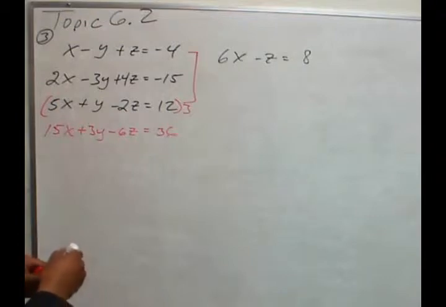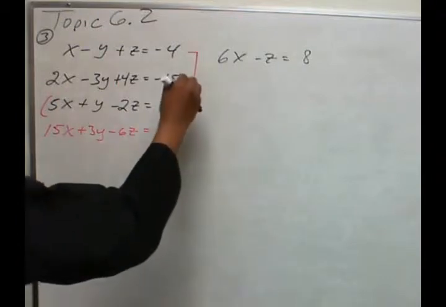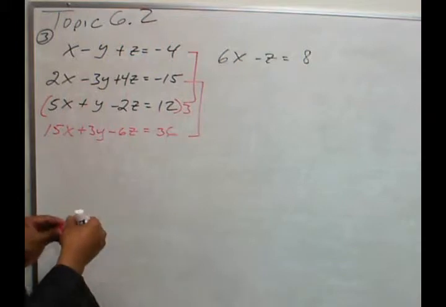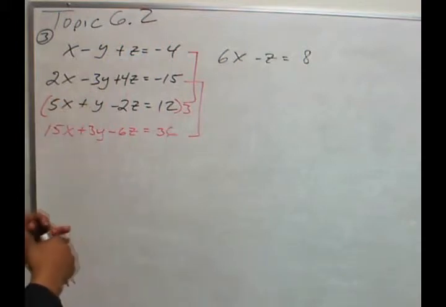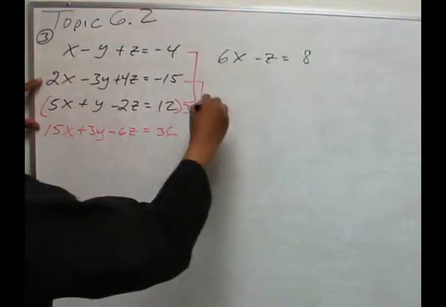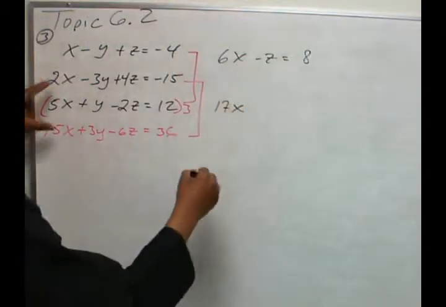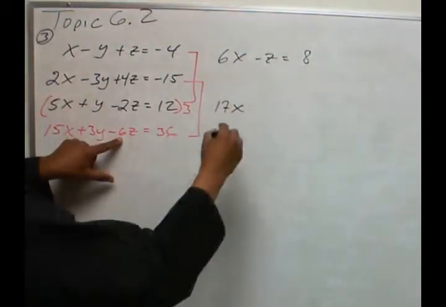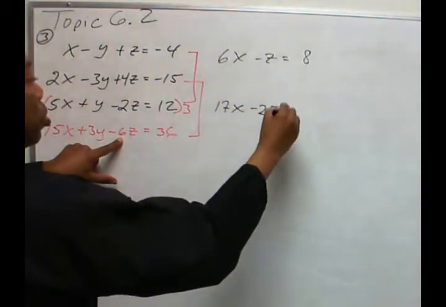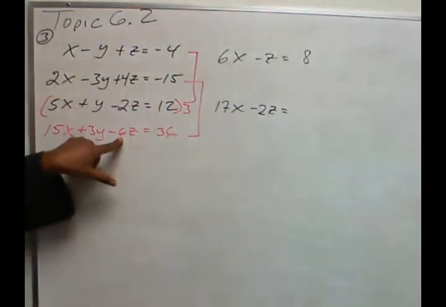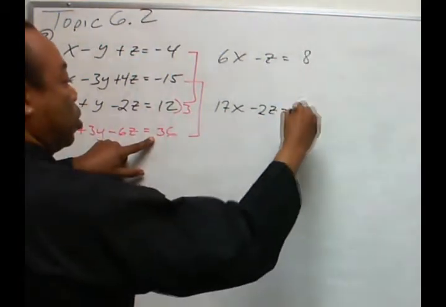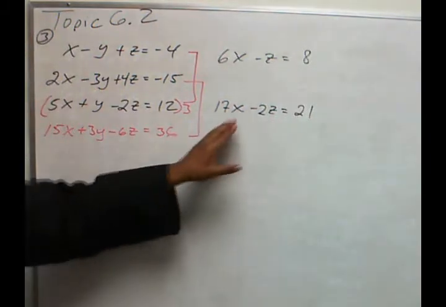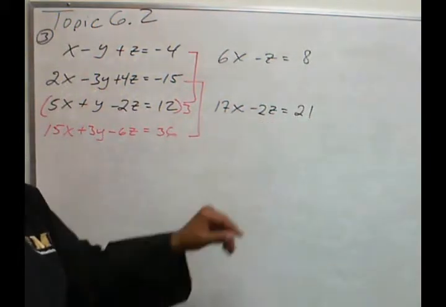So now we're able to combine these two to eliminate the y's, and I end up with 17x, y's eliminate, and negative 2z, and the negative 15 and the 36 get together, we get positive 21. And so now we're down to x's and z's alone.